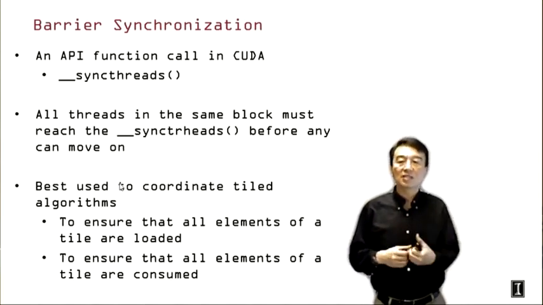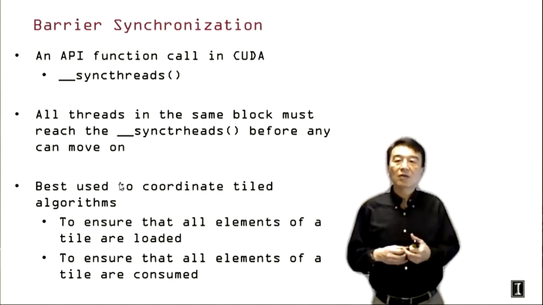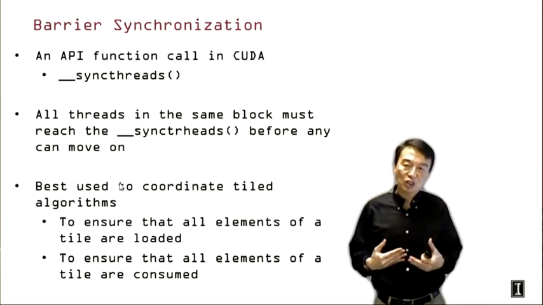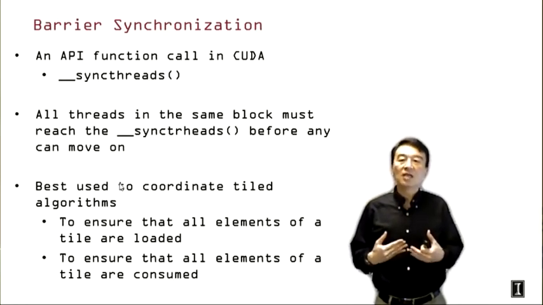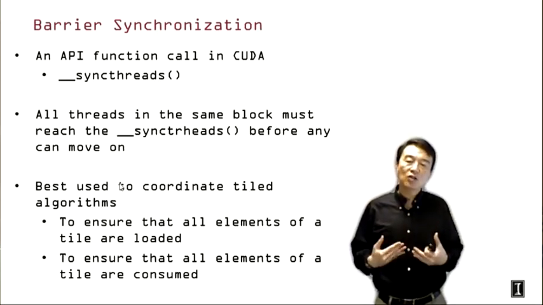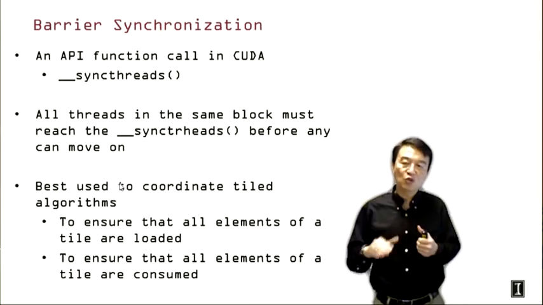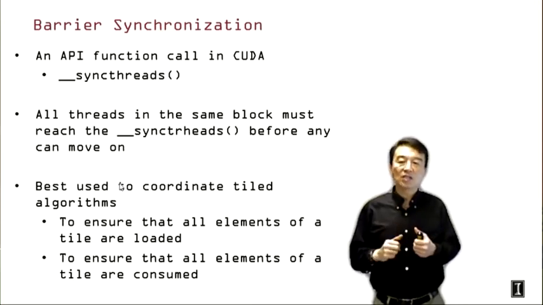do the next phase. So in CUDA, barrier synchronization is provided as an API function, and the name is __syncthreads. This is a function call that gets mapped into a machine level instruction that does barrier synchronization.